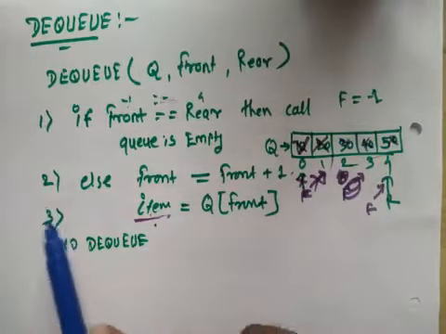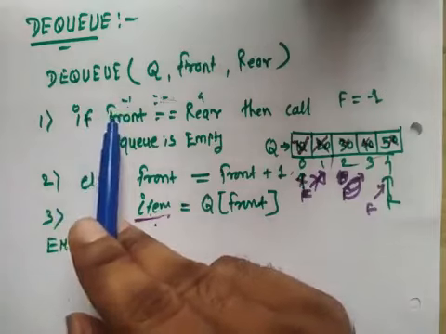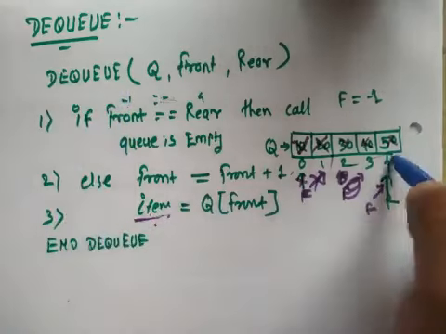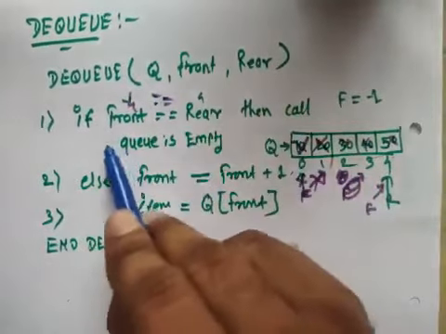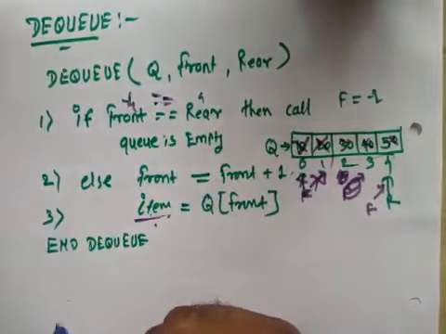Now again, suppose I call the DQ operation. What is my front value now? That is 4. Is 4 equal to 4? Condition true. It will say the queue is empty. So this is the DQ operation.